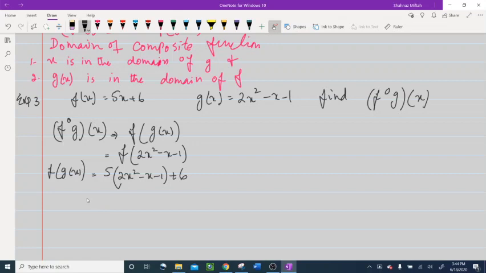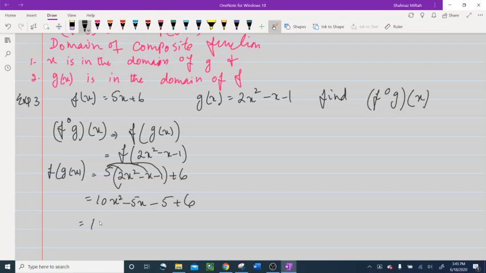Now let's solve this. Distributive property: 5 is multiplying with all 3 terms inside the parentheses. So 5 times 2 is 10, x squared stays. Positive 5 times negative x is going to give me negative 5x. Positive 5 times negative 1 is going to give me negative 5, plus 6 stays. Do not multiply 5 with 6, by the way.